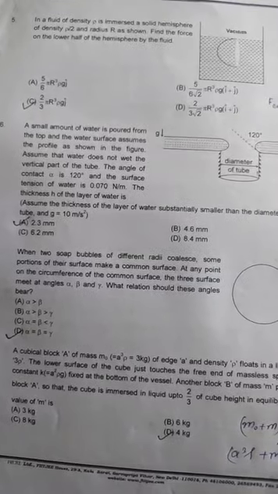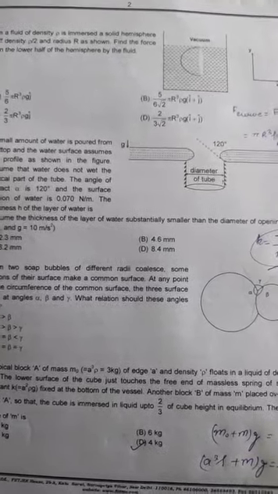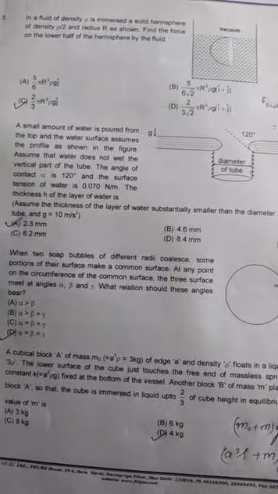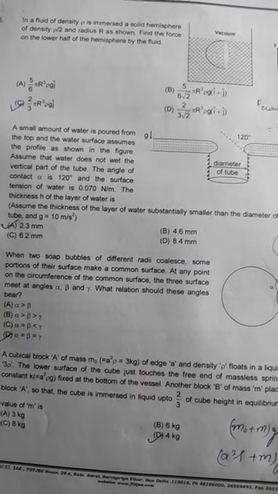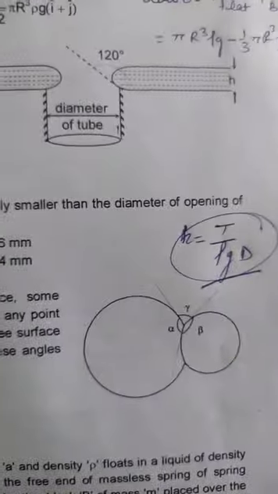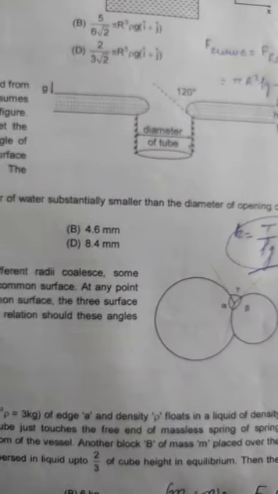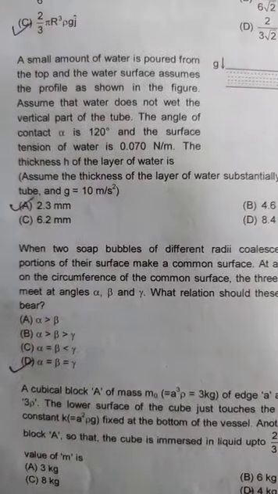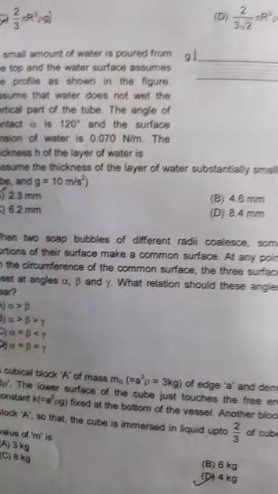This one is from the soap bubble concept, with different radii. Actually, some portion of the surface makes a common surface. At any point of the circumference of the common surface, there are three angles. This is the particular diagram of this. We have to find the relation between the three angles. So these are the options. Here, after solving with Bernoulli's equation, we will get alpha equal to beta equal to gamma.